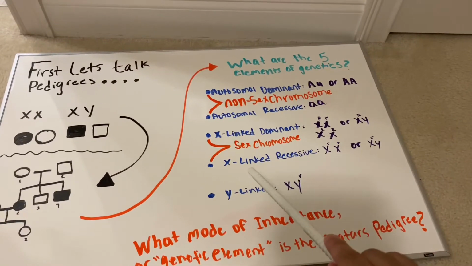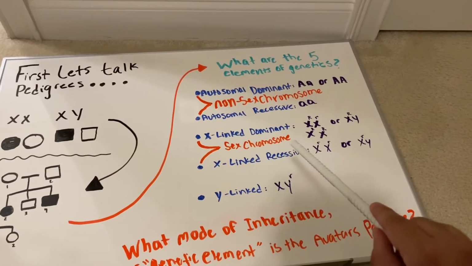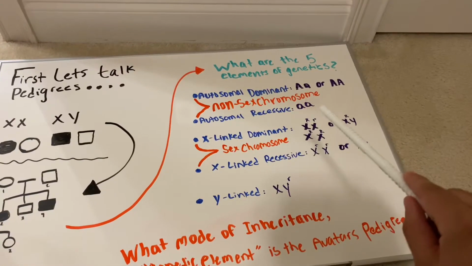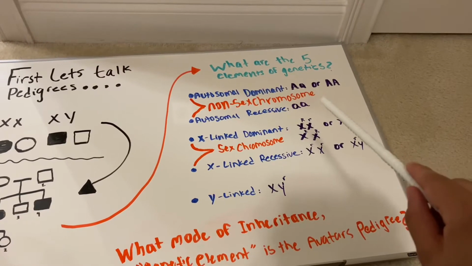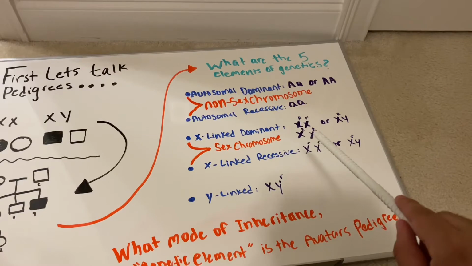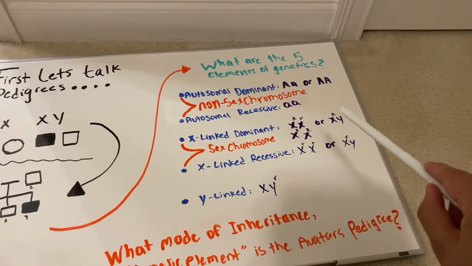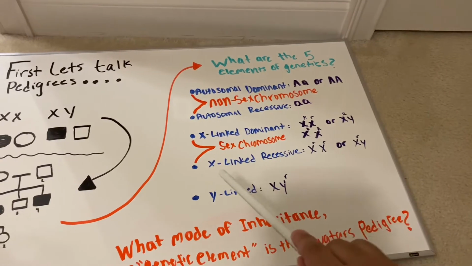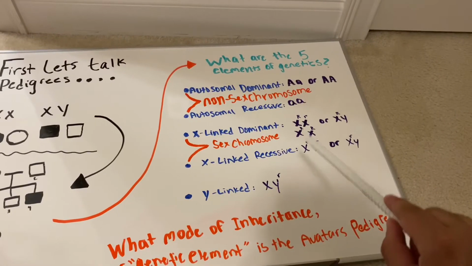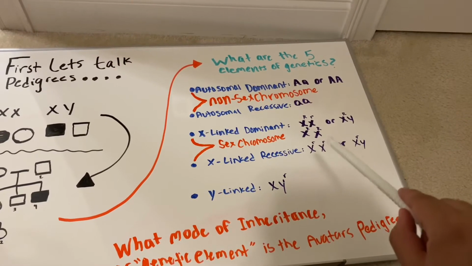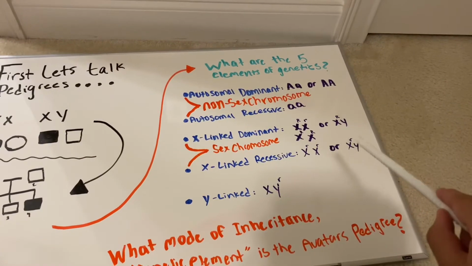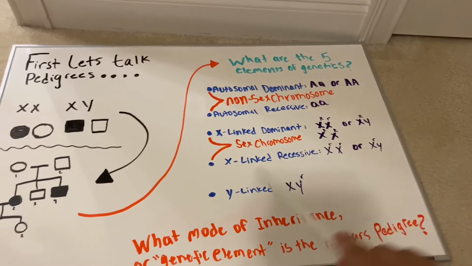X-linked dominant and X-linked recessive are on sex chromosomes. For X-linked dominant, a female will have 2 X's, one big R or one little r, or they both can be big R, big R. And then for the male, X with a big R, and then a Y. X-linked recessive, 2 X's for the female, both have to be small r. Or for the male, 1 X with a small r and a Y.